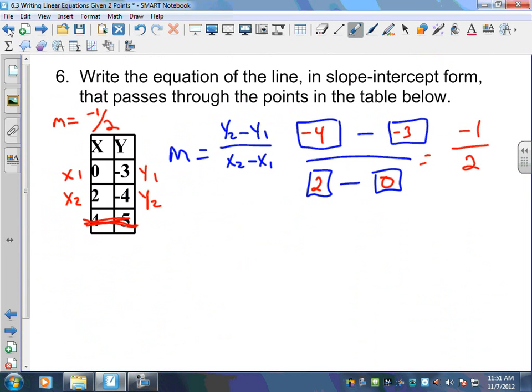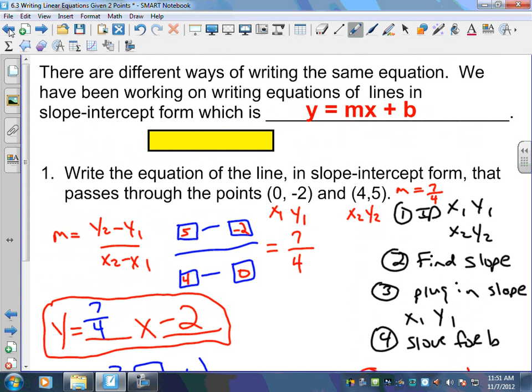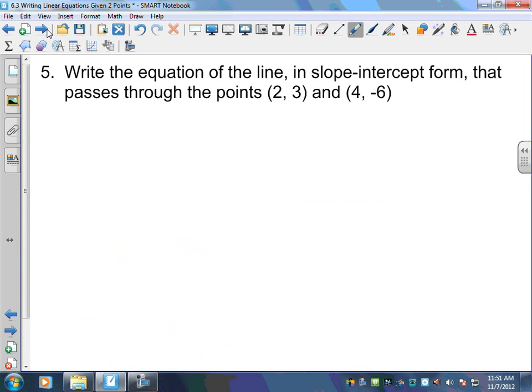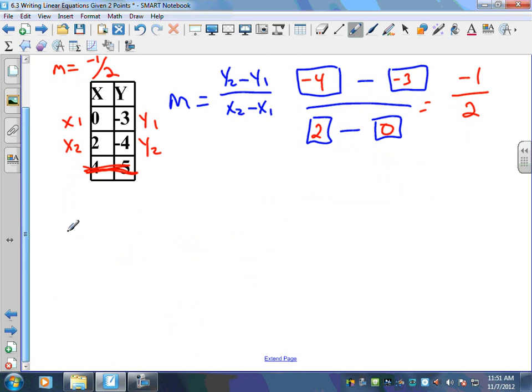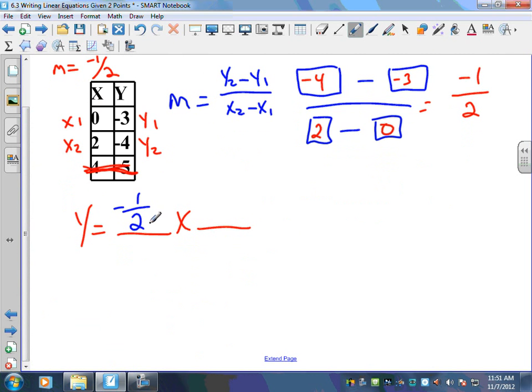So, let's go back. I want to see what I did next. Yep, I wrote y equals, so let's do that. So right here, I'm going to write y equals blank x blank. And I'm going to plug in my slope into my slope blank, negative 1 over 2. I don't know what my y-intercept is yet.